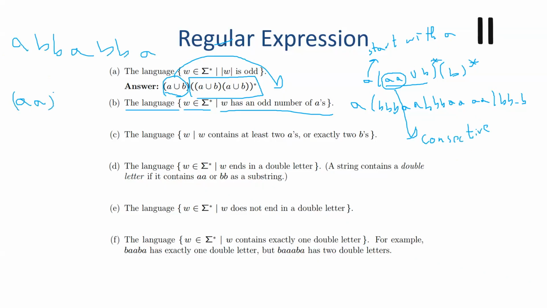So with this suggestion, you get me an odd number of A's. But the problem is this only accepts strings that are made up of A's, right? This only accepts strings that are made up of A's. What about the B's as well?